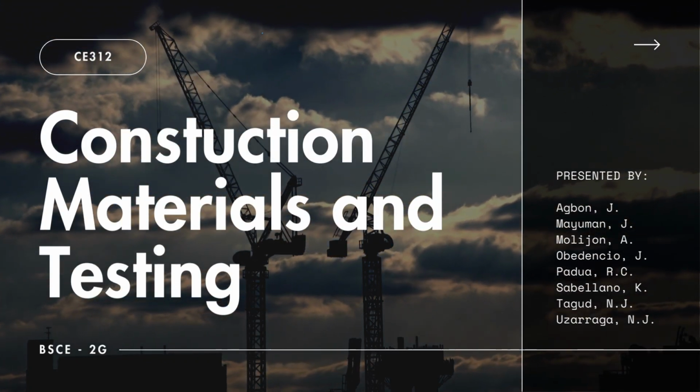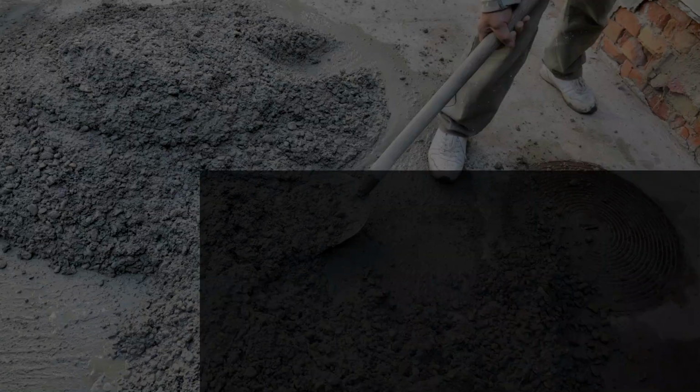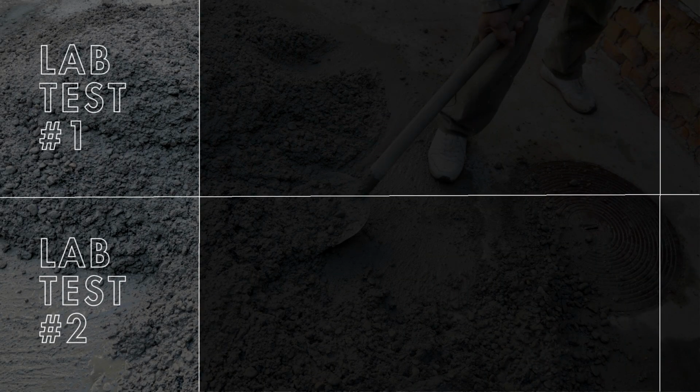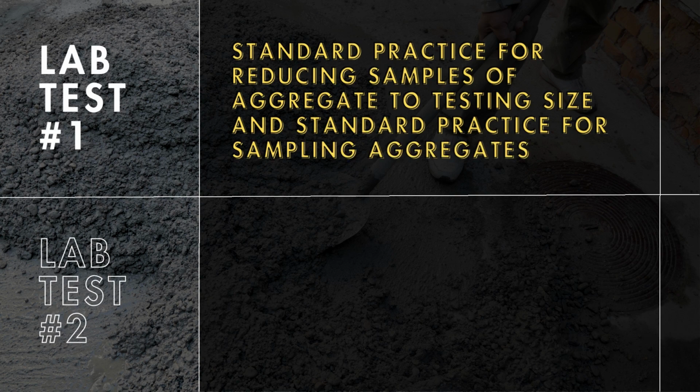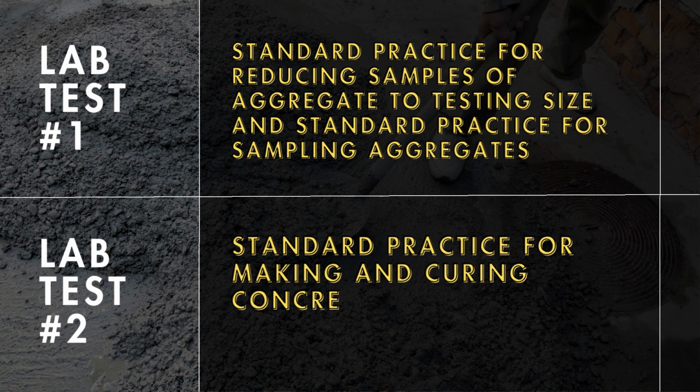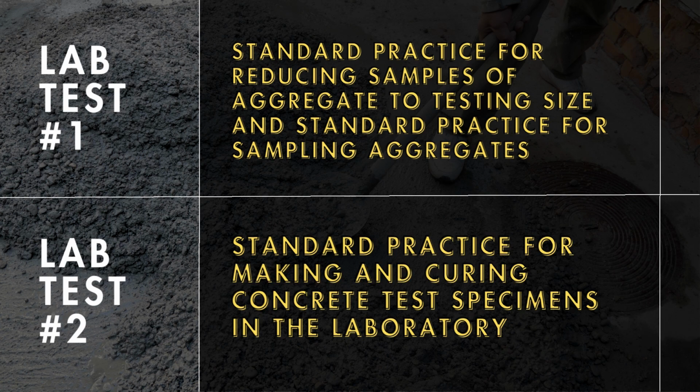Good day everyone, we are Group 2 from BSCE 2G and we are going to discuss the procedures done in Laboratory Test Number 1, which is the standard practice for reducing samples of aggregate to testing size and standard practice for sampling aggregates, and in Laboratory Test Number 2, which is the standard practice for making and curing concrete test specimen in the laboratory.